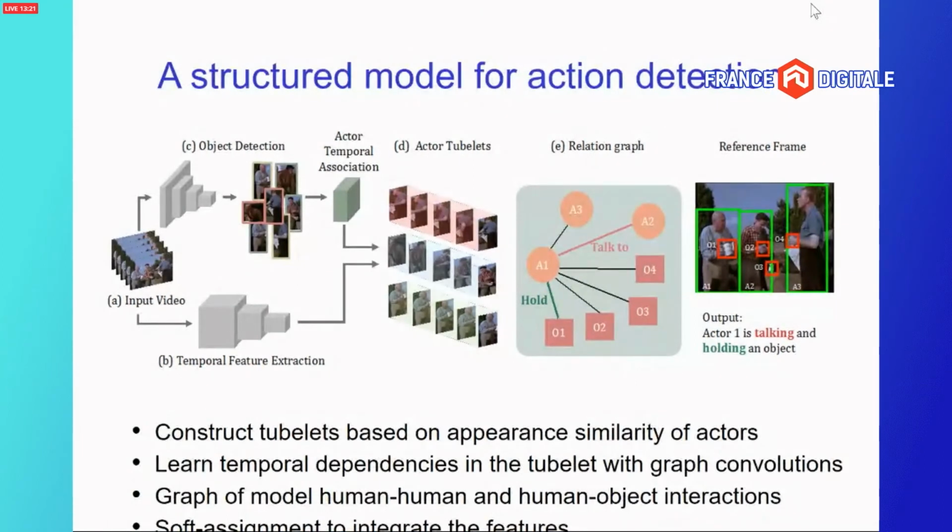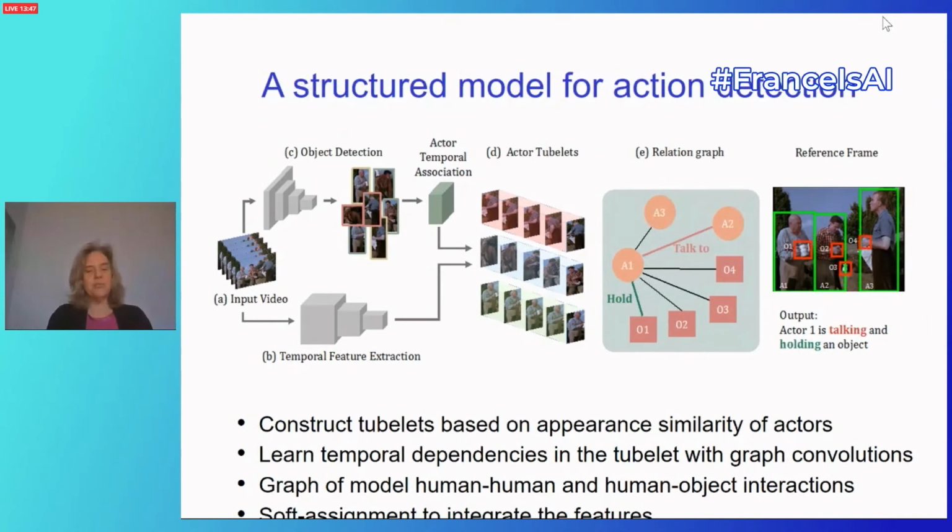In order to take into account the spatial and temporal evolutions of the actions, we first construct tuplets based on the apparent similarity of actors. Inside these action tuplets, we can then learn the sequence of small chunks of 3D convolutions, so how they evolve over time based on graph convolutions. We also design a graph which models the human-human and the human-object interactions. We then determine which humans and which objects are relevant for an action based on weak supervision and use soft assignment to integrate the features.